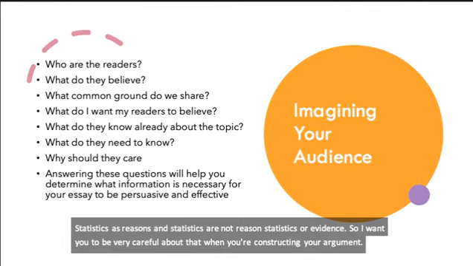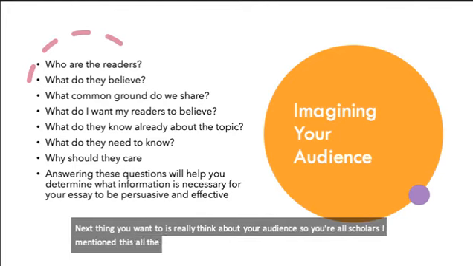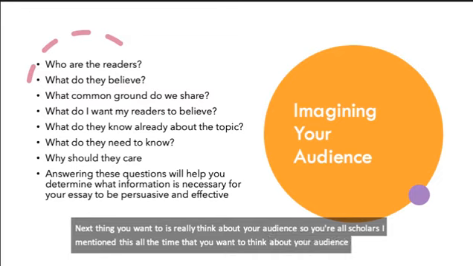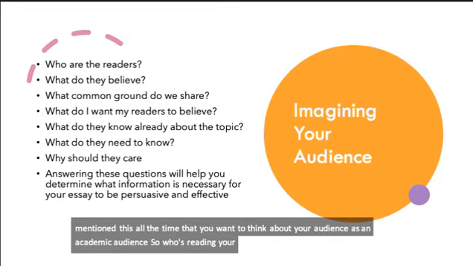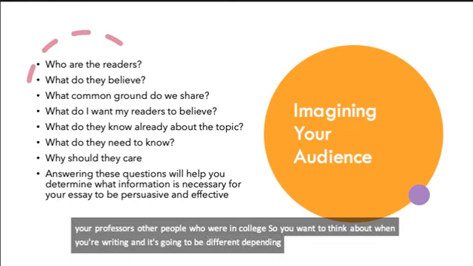Next thing you want to do is really think about your audience. So you're all scholars. I mention this all the time, that you want to think about your audience as an academic audience. So who's reading your paper? Other scholars, right? Your peers, your professors, other people who are in college. So you want to think about that when you're writing. And it's going to be different depending on the class, the assignment, but always keep your audience in mind.